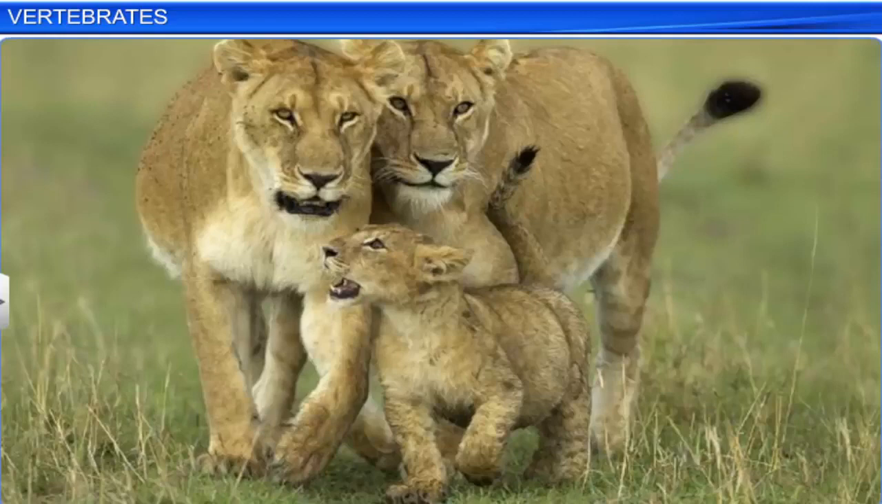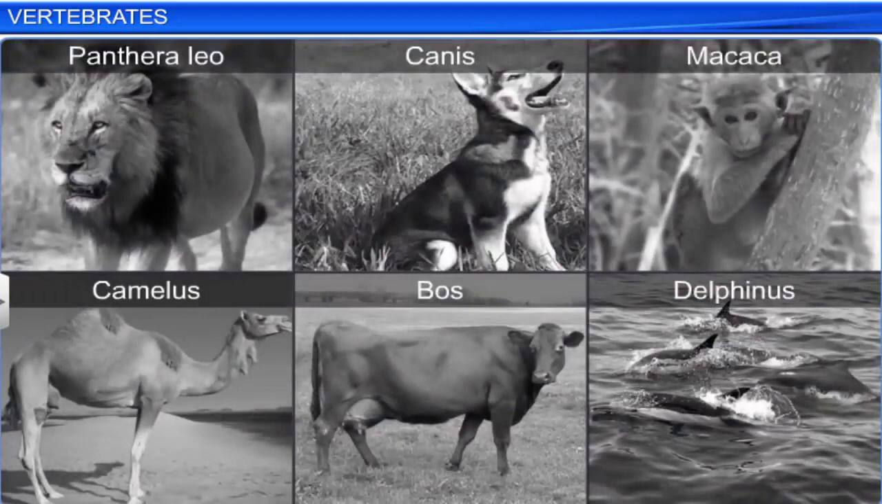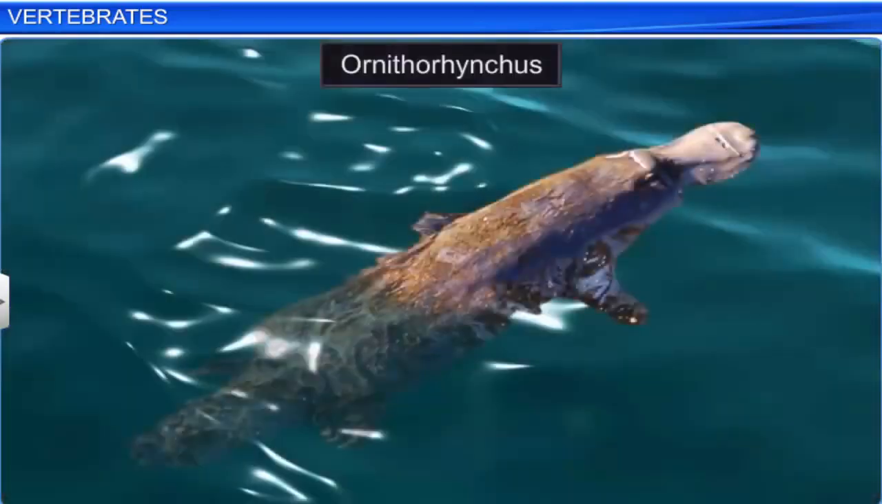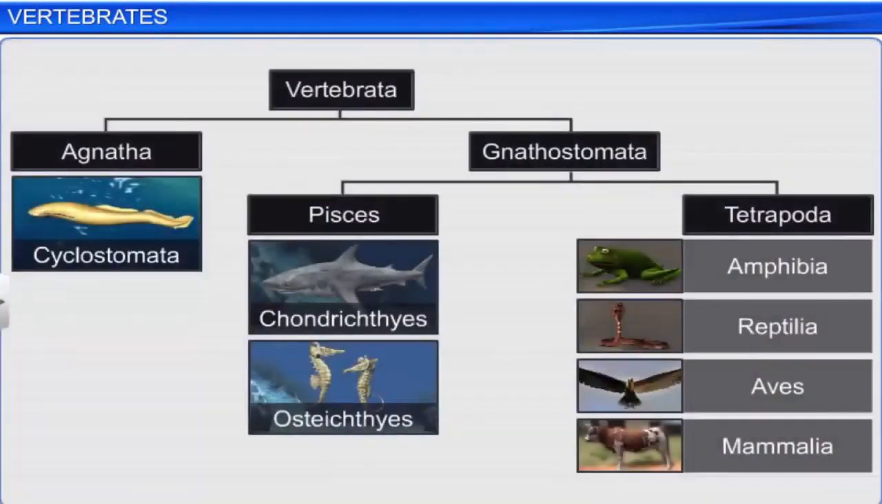They are viviparous. However, some are oviparous and exhibit direct development. Panthera leo, Canis, Macaca, Camelus, Bos, and Delphinus are viviparous mammals, while Ornithorhynchus is an oviparous mammal. Each class under subphylum Vertebrata can be distinguished based on certain morphological and anatomical features.